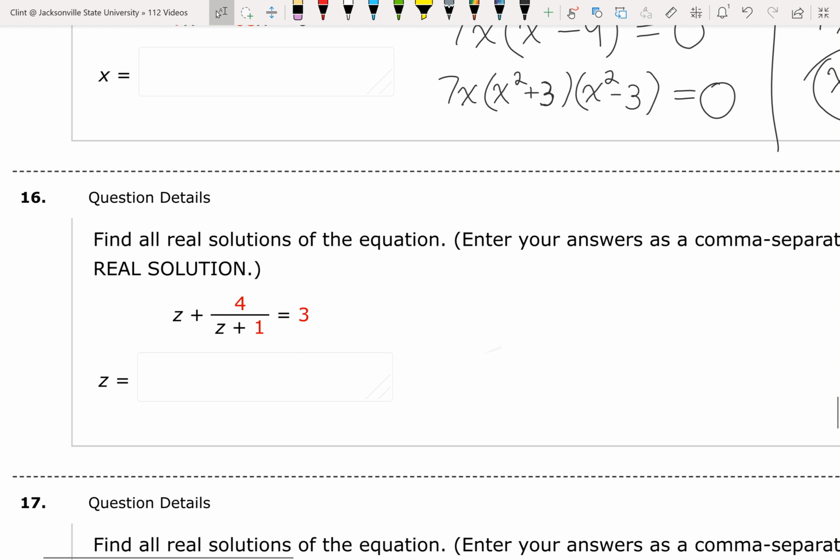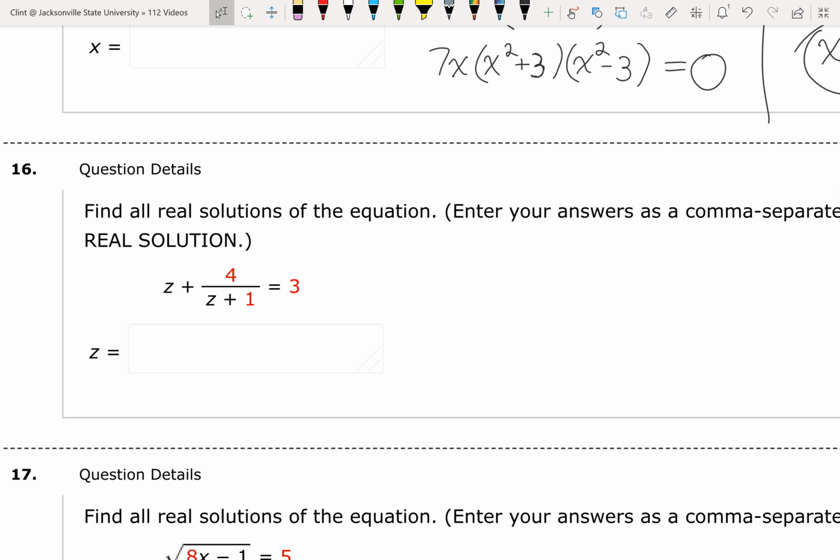Okay, number 16 says find all real solutions. We have a rational equation. Remember, with rational equations, we're going to multiply through by the LCD, lowest common denominator. So what's our LCD here? Well, we only have one denominator, so this one's pretty easy. Our one denominator is z plus 1. So we're going to multiply everything by z plus 1.